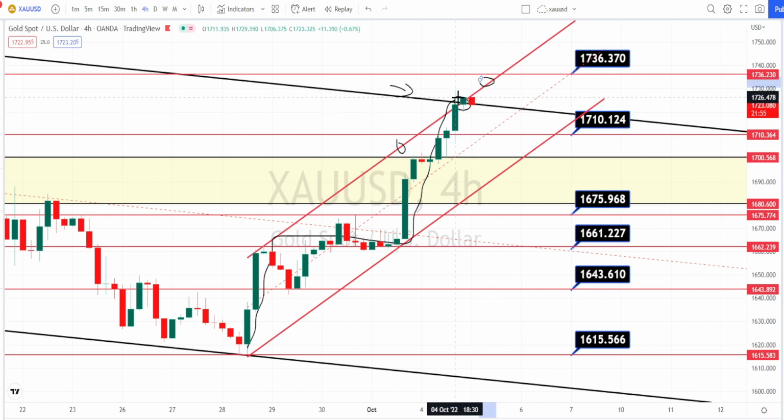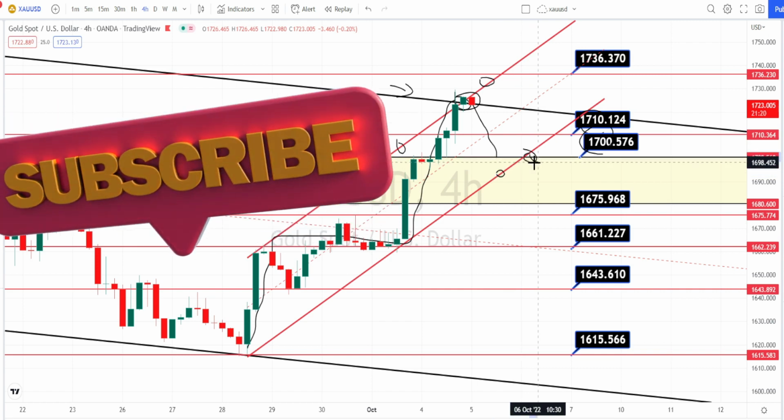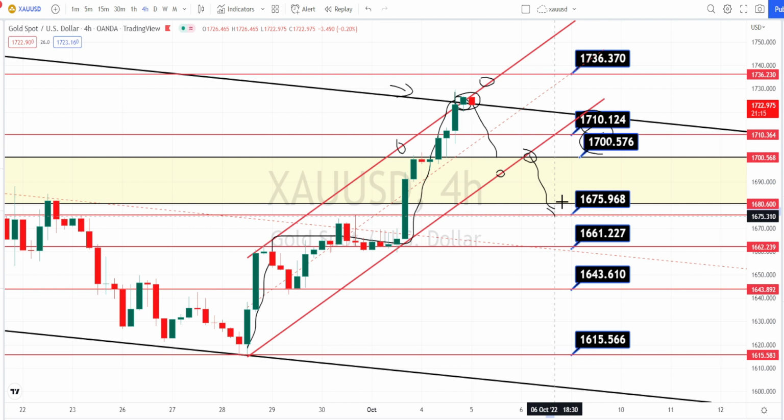So if the price action bounces back on the bearish side retracement, next level of support is going to be around 1710, and if the price action breaks this support level, next level of support is going to be around 1700, and only when the price action breaks this bullish channel pattern support line, it will be the continuation of the bearish side retracement in 4 hours time frame.